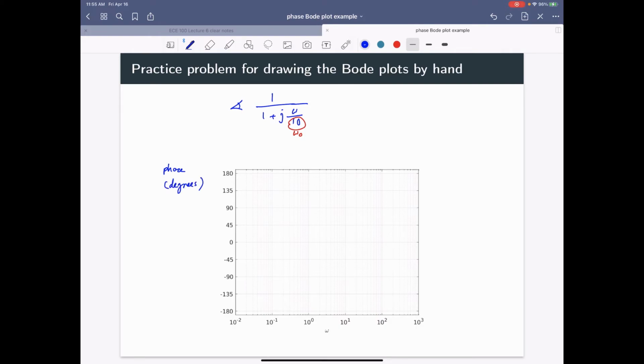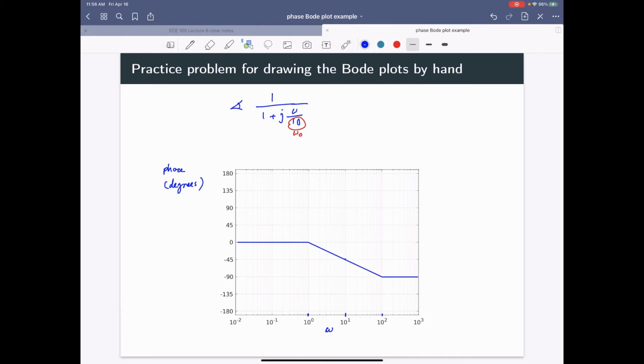Okay, so that's my omega, and then I'm going to label the omega naught value. This is 10, and then 10 times that omega naught value and 1/10 of it. For omega values less than 1/10 of omega naught, the angle is going to be 0, so it's here. For omega values greater than 10 times omega naught, the angle is going to be negative 90. It's going to go through negative 45 degrees when omega is equal to omega naught.